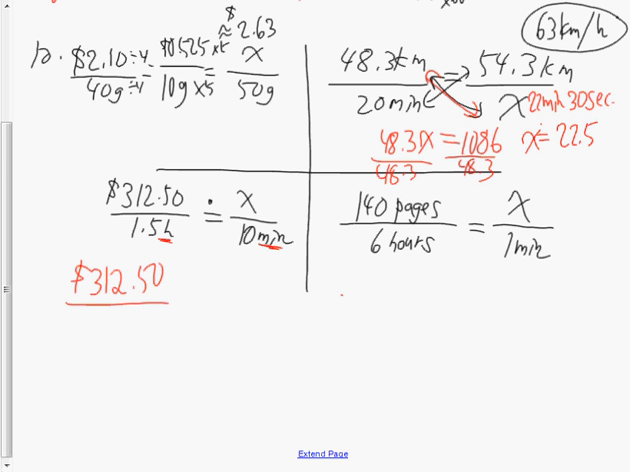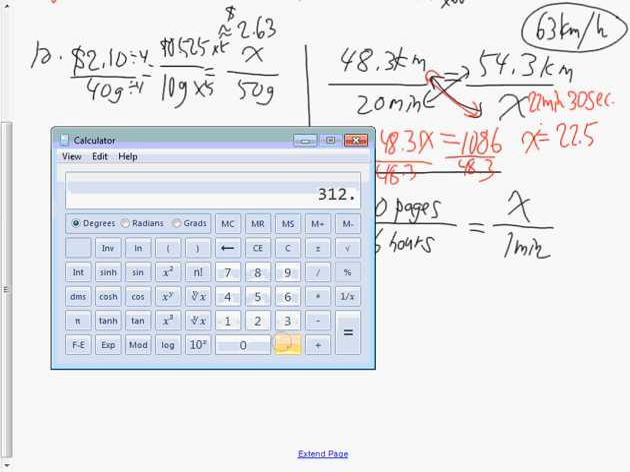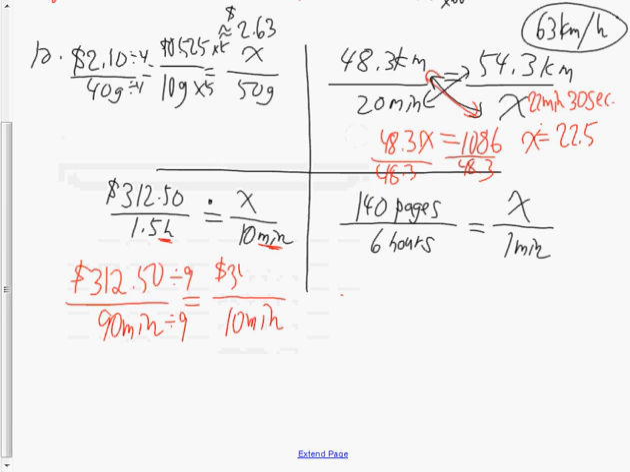So 1.5 hours, 1 hour is 60 minutes, half an hour is 30 minutes, so 1.5 hours is really 90 minutes. So if I rewrite it like this, then it's much easier to see how I can solve it using division. I simply have to divide my 90 minutes by 9 to get 10 minutes. Divide my first term of my rate by 9 as well. And I get $312.50 divided by 9 is $34.72, or approximately $34.72 for 10 minutes. Okay, so that's the approximate value.